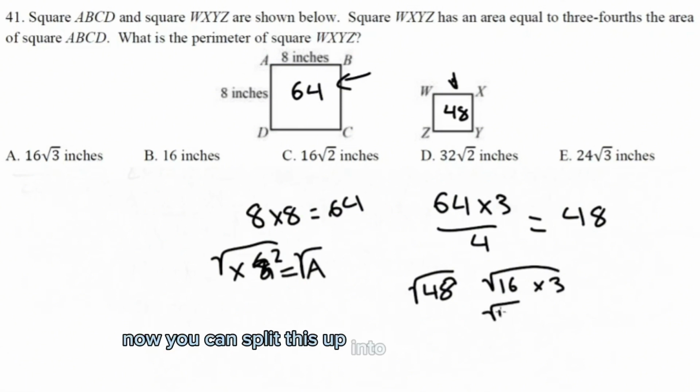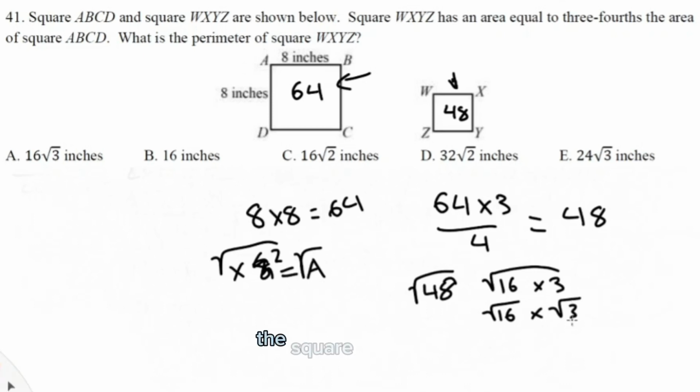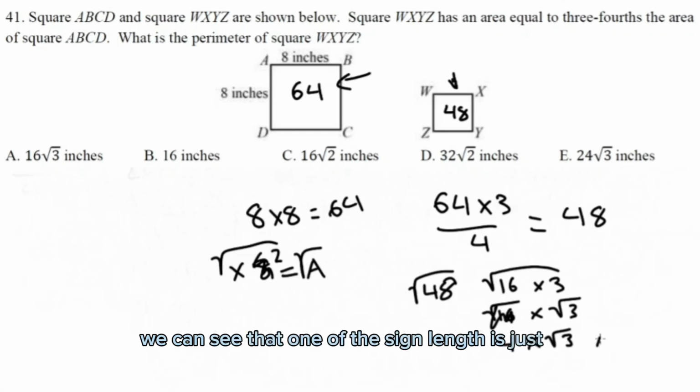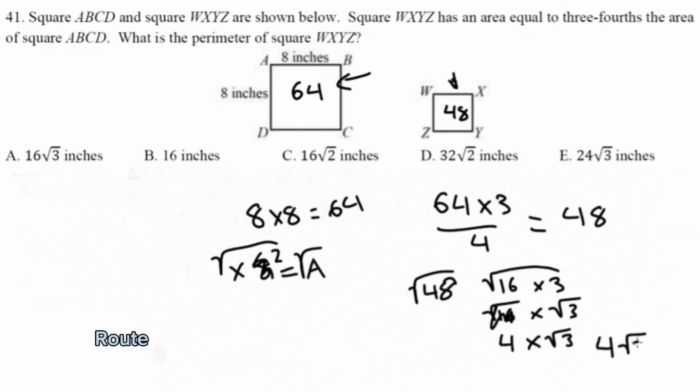Now we can split this up into the square root of 16 times the square root of 3. The square root of 16, well, that's just 4. So that's 4 times root 3. Alright, now that we have that, we can see that one of the side lengths is just 4 root 3.